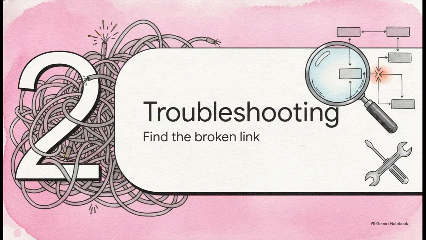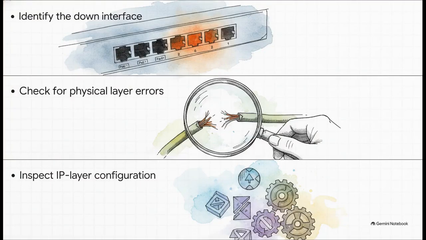Section 2. Troubleshooting connectivity. Finding the broken link. Of course, networks don't always behave perfectly, do they? Just when your new setup is humming along, a user reports a downed connection. Well, time to shift gears into troubleshooting mode.